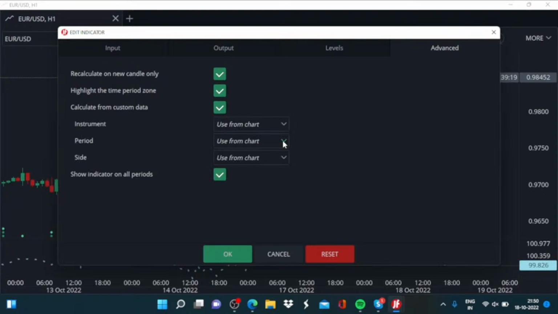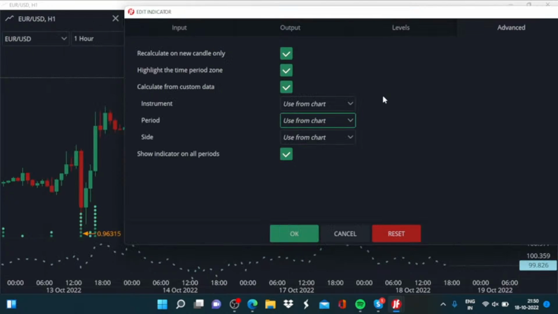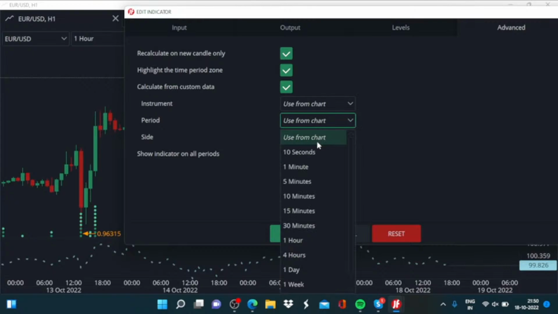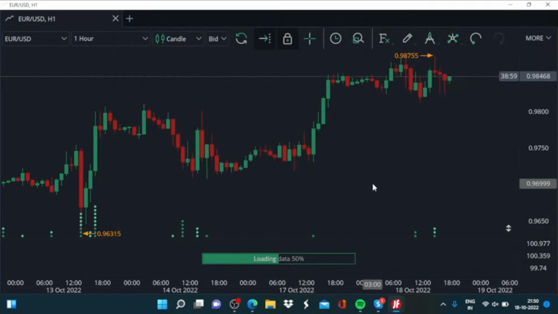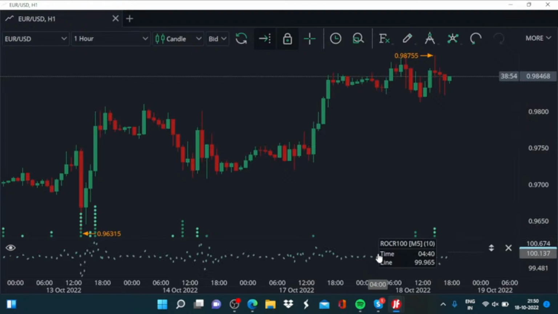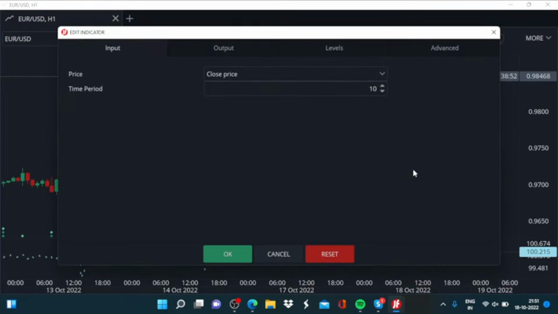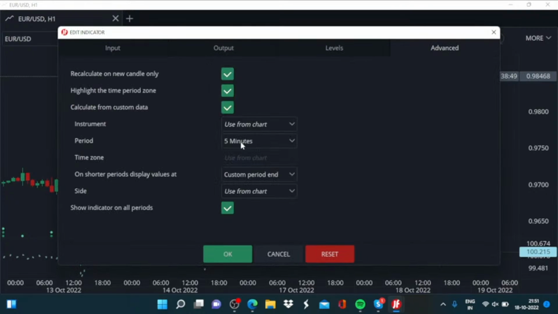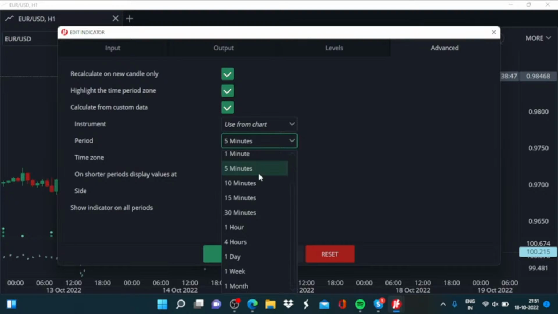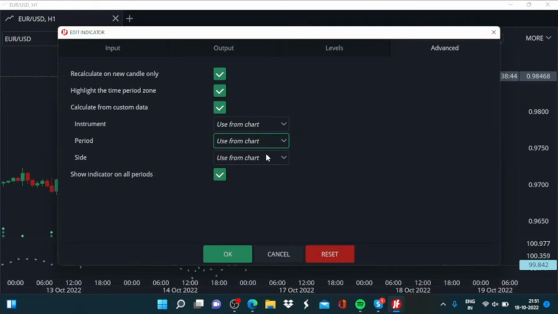Coming to the customization, if you want the indicator to be calculated using simply the chart's candle period, you can do that, or if you want to change it, you can use it from these given options. 5 minutes, 10 minutes, 15 minutes, hourly, all these options are there. So suppose if you want the calculation to be dependent on 5-minute candle period, even though the chart is hourly, you can do that as well. So all these options are there for your convenience. You can customize it the way you feel like. Now I will restore it back to use from the chart.